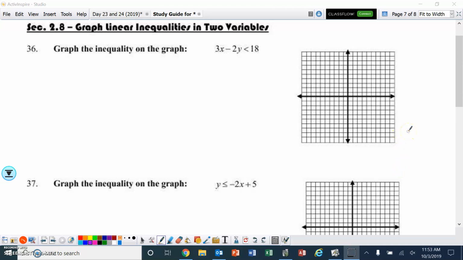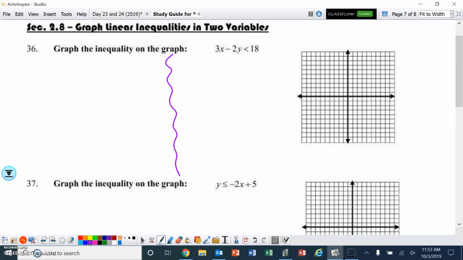All right, ladies and gentlemen, section 2.8, graph linear inequalities in two variables. Lots of different things to remember when graphing the linear inequalities. Remember, there are two options. I'm going to show both options here. So let me split this right down the middle, and I'll probably need more room down below.